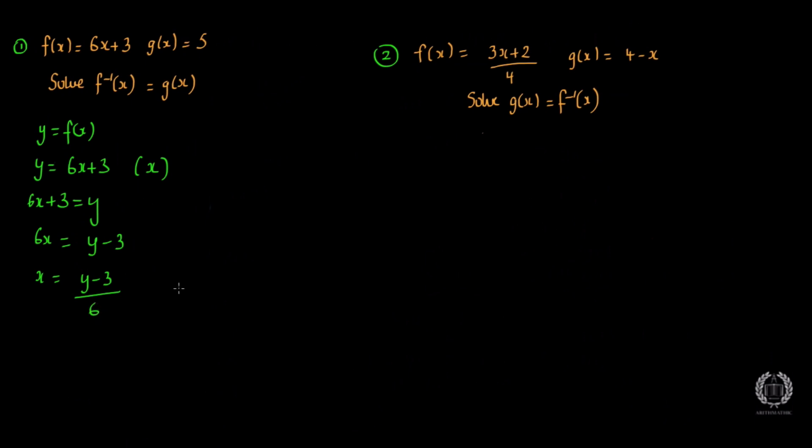So for the final step, we need to write our inverse function. If we write f minus 1 of x, we change the y's into x. So that's x minus 3 over 6. So we found our inverse function, and now we're going to equate it with our g of x function, which is 5. So I'm going to say x minus 3 over 6 equals 5. Because we want to find x, we cross multiply this. So x minus 3 equals 6 times 5, which is 30. And then x just becomes, if you bring 3 to the other side, plus 3. So 30 plus 3 is 33.